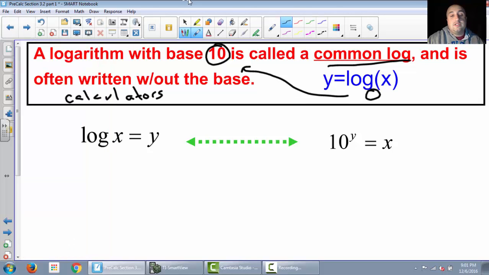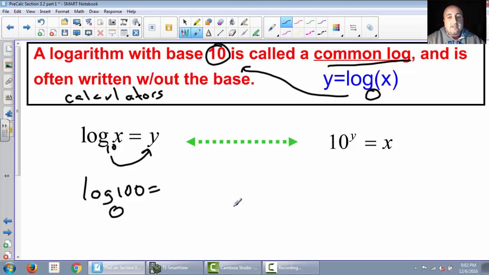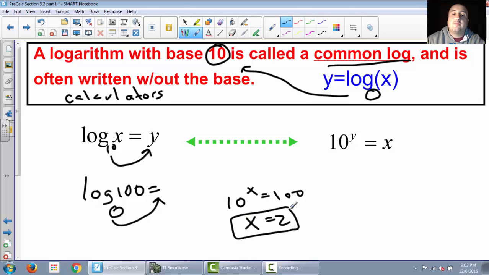All right, you still apply the same definition. Log base 10. If it's not there, you assume it's a 10. So 10 raised to what's after the equal sign is equal to what's next to log. So 10 raised to y equals x. Let's try to solve this one. Since there's no base, we assume it's 10. So 10 raised to what's after the equal sign, which we don't know, is equal to 100. 10 raised to what power is 100? Hopefully you know that that's x equals 2. That's how common logs work.